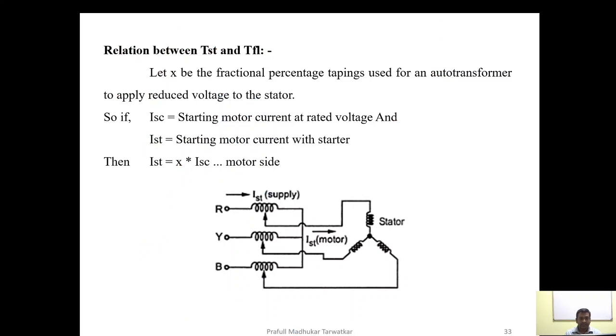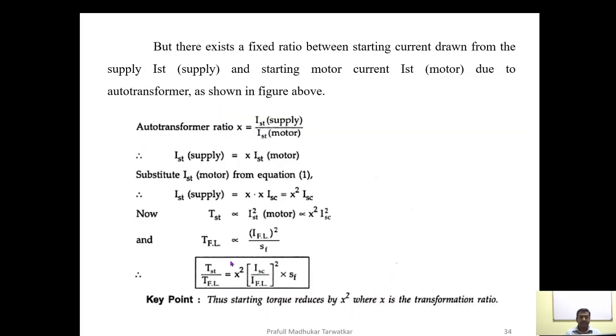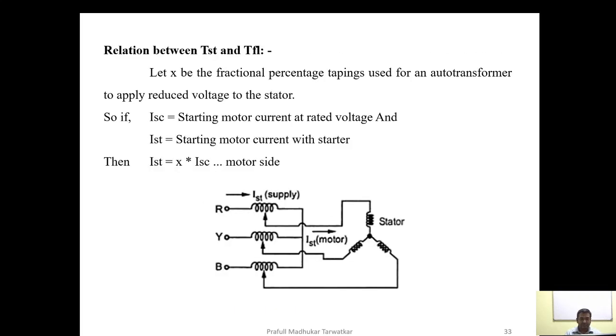I'll show you the torque equation first. See here, in case of DOL, there is no fraction: (ISC by IFL) whole square into SF. In case of star delta, 1 by 3, and now in case of auto transformer, X square, where X is the percentage tapping of the auto transformer.